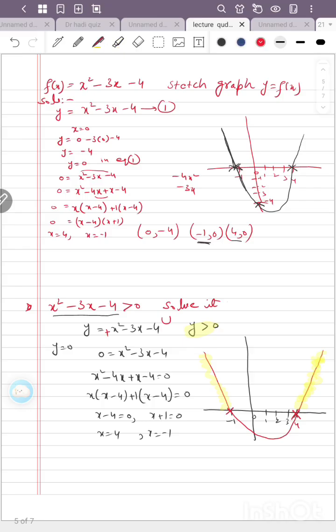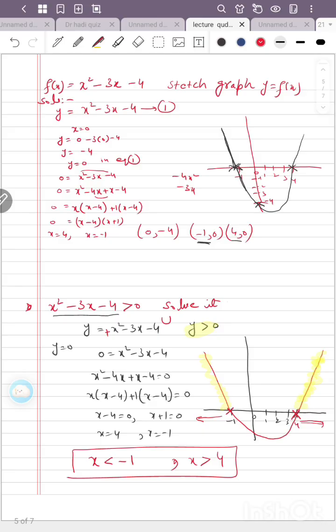So how can we write it? If we go to our left side in this direction, the x value is less than minus 1, so x is less than minus 1. If we go this way, because y is greater above, x is also increased, so x is greater than 4. These are our required answers.